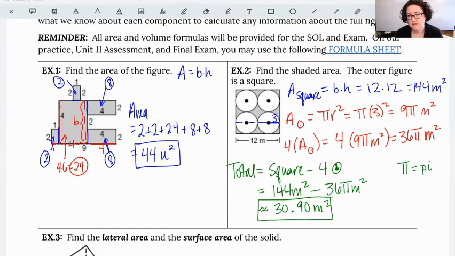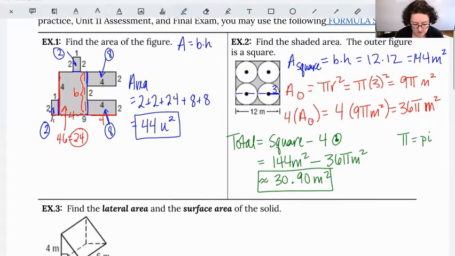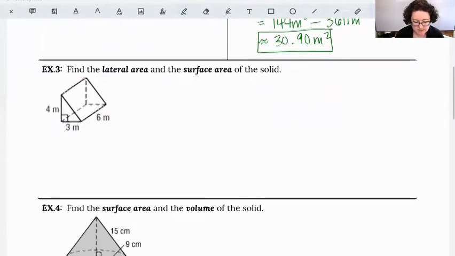Alrighty, example 3. So now we're looking at some new information. This one's asking, find the lateral area and the surface area of the solid. Just as a reminder, or in case you haven't seen this before, there are 3 things that we can do with figures. We can find their surface area, which is the area of all the different surfaces, all the different faces all around the figure.